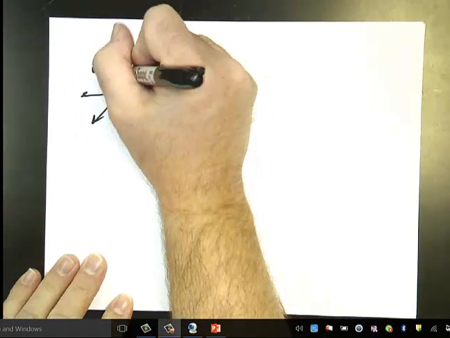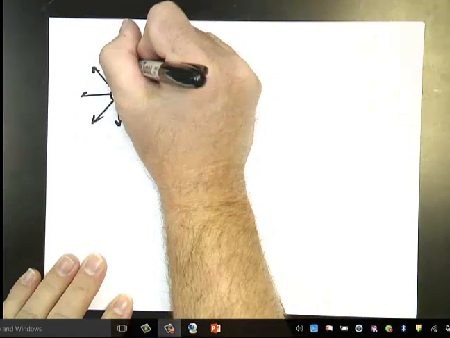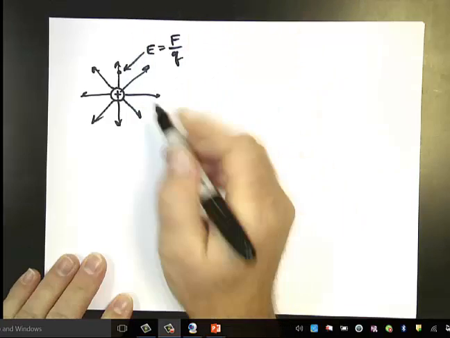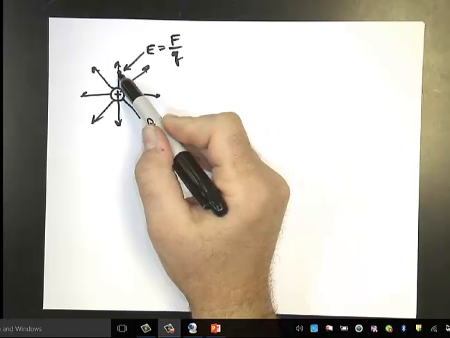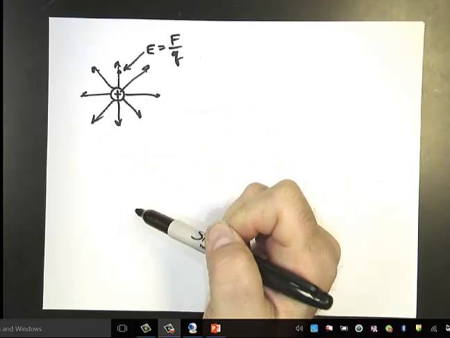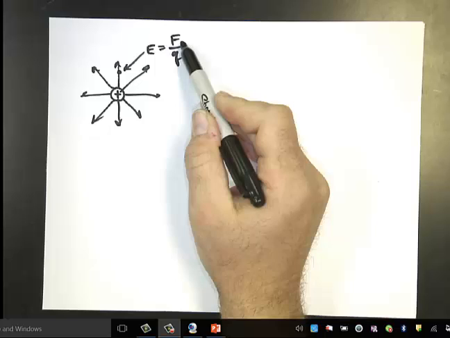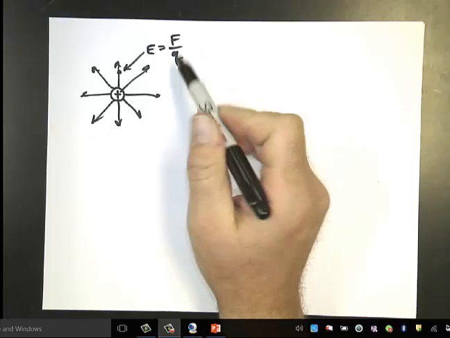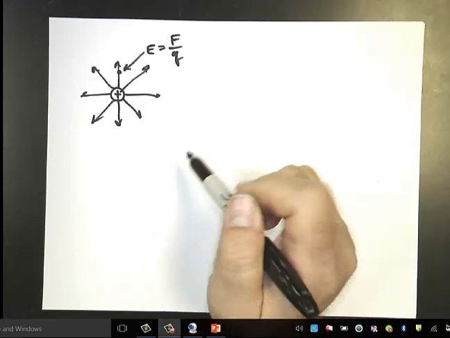If I want to know what the electric field is, like right there, I need to put a tiny charge right there, usually a tiny positive charge known as a test charge. I say, okay, what's the force on the test charge? What is the magnitude of the test charge? Take the ratio and you have the electric field.